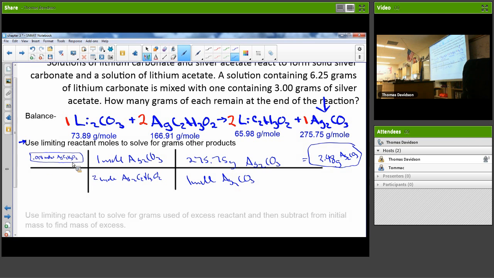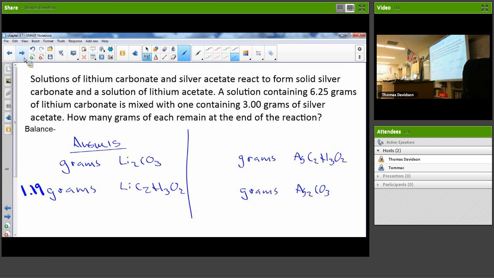I need to get rid of moles Ag C2H3O2. So I have a 2. Yeah. I have a 1. Then I have for every 1, 275.75. I do that math and I get 2.48. Was that this one, right?